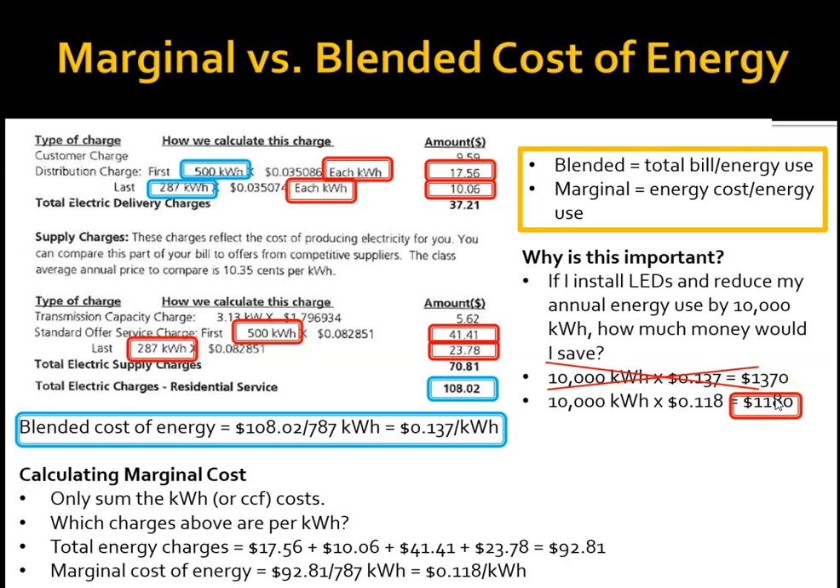You're overpromising, and $200 here and there for commercial buildings is generally not very significant. But if you're doing this over and over for these big calculations, where you're talking millions of kilowatt hours and thousands of CCFs, it can really add up. So that's your difference between blended and marginal use.